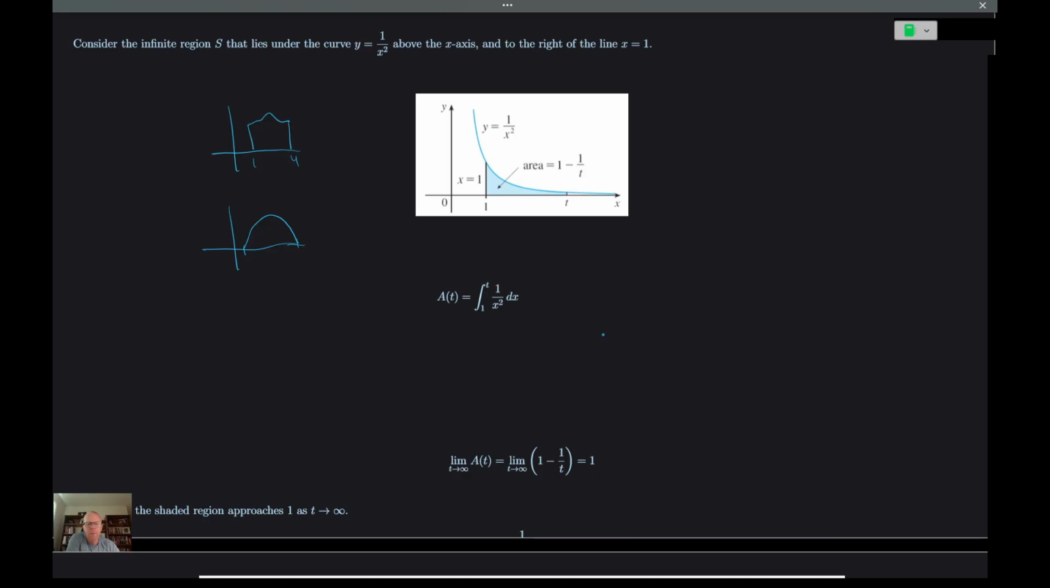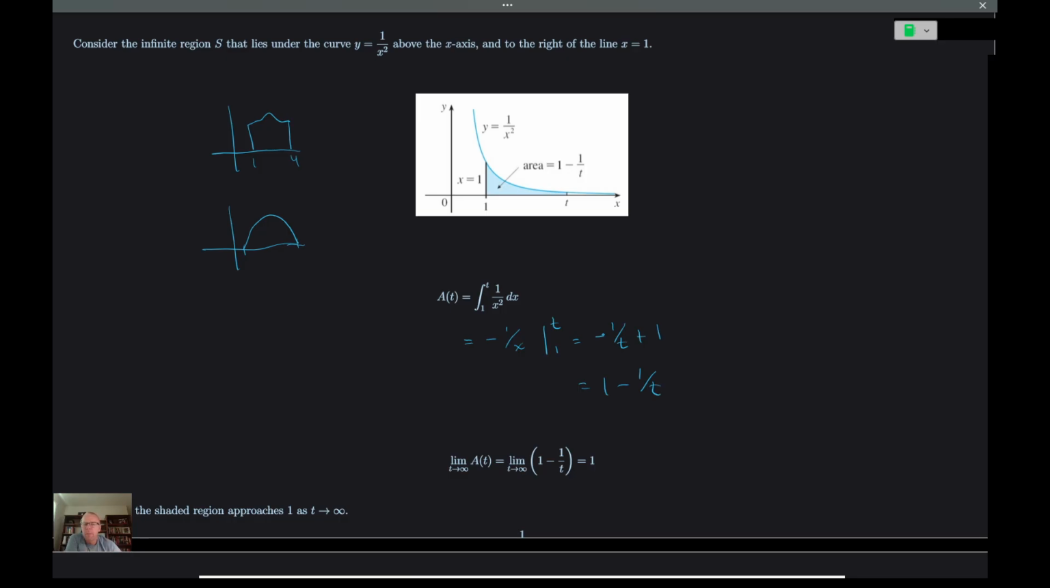Well, let's see what happens. Let's just look at this generic one between 1 and some point out here, t, to the right of 1. So it could be anywhere, but some finite point. If we integrate 1 over x squared, that gives us negative 1 over x. We'll evaluate that from 1 to t. So that gives us negative 1 over t, and then minus a negative 1 over 1, so plus 1, or if we like, we can write 1 minus 1 over t.